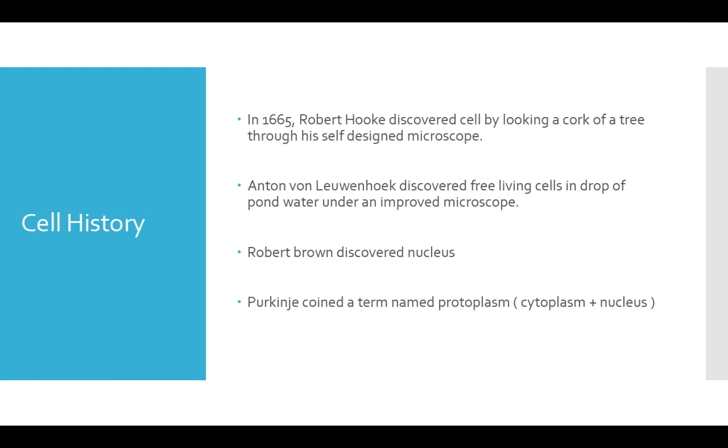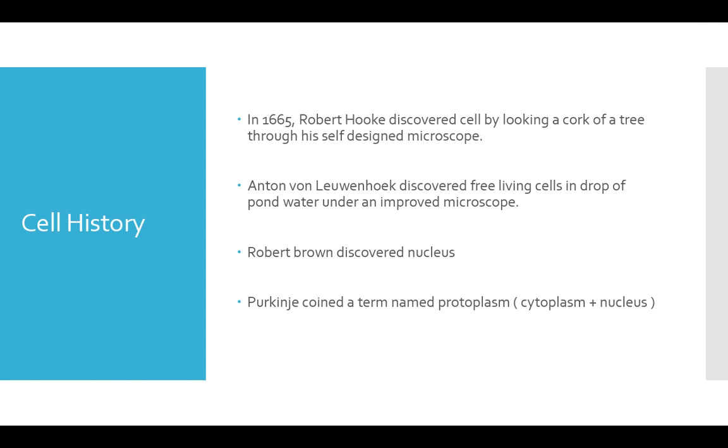And now let's learn about the cell history. In cell history, we are going to learn about all the important discoveries which were there in the past. The first discovery was done by Robert Hooke, and he discovered the cell. Whatever we know about the cell is only due to Robert Hooke. If he had not discovered the cell, then we might not know that much about the cell.